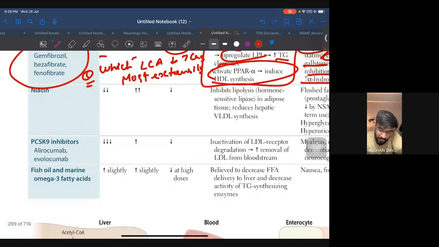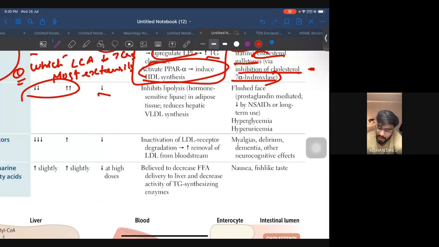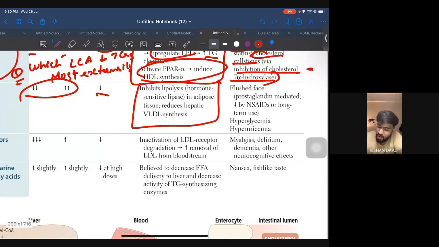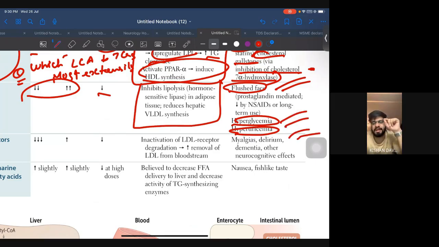Okay, moving ahead, niacin, ये दो, ये normal है. Inhibit lipolysis in adipose tissue. Flushing is important. Hyperglycemia, hyperuricemia is important. This is important. Okay, guys, lipid lowering agents are very high yield. एक adverse effect they have asked. Okay, it is very high yield, same like diabetic medications. एक adverse effect you have to remember कौन सा drug कौन सा कर रहा है.